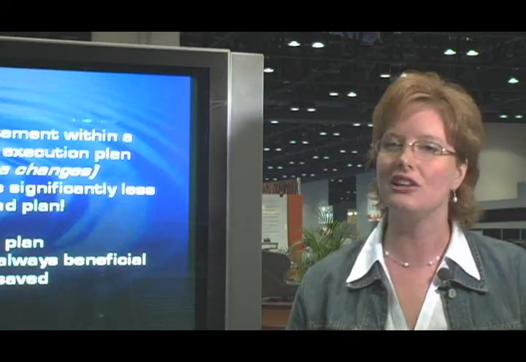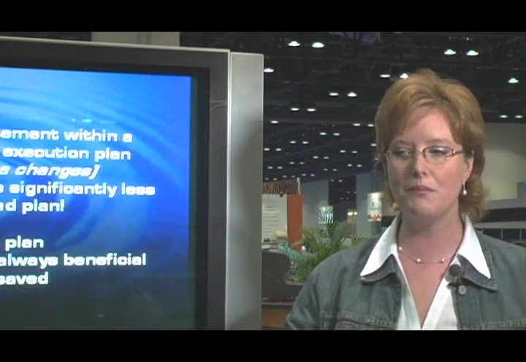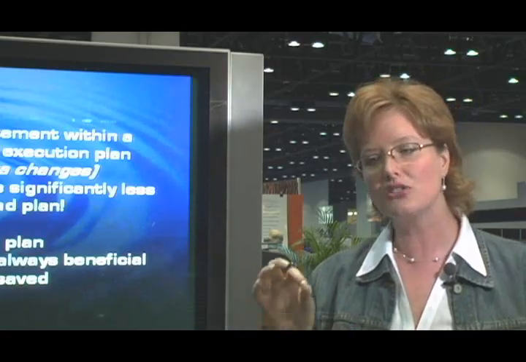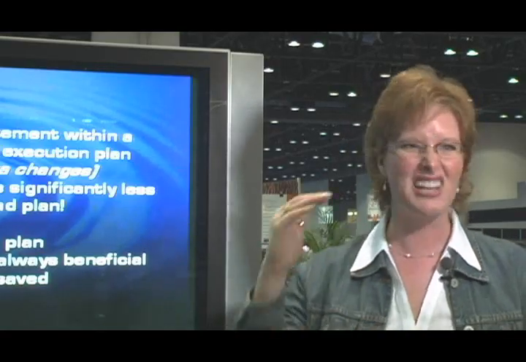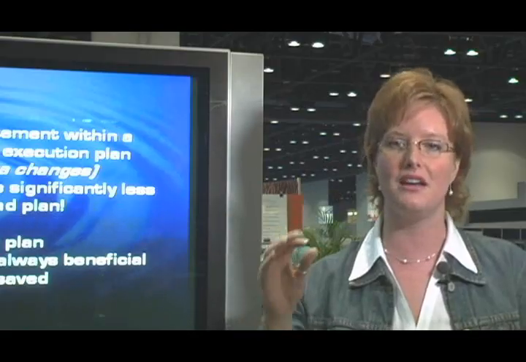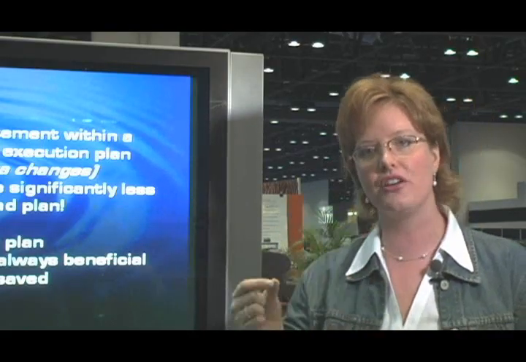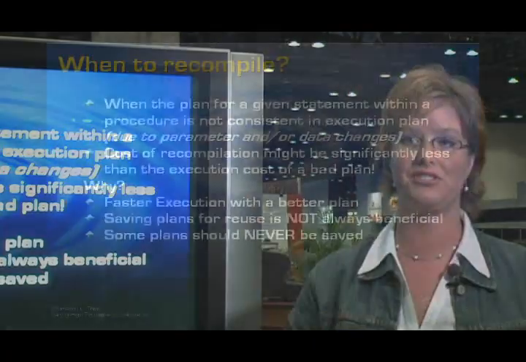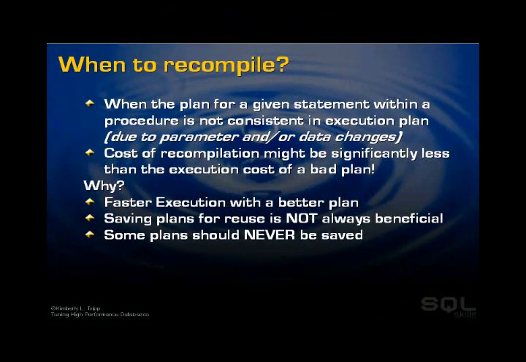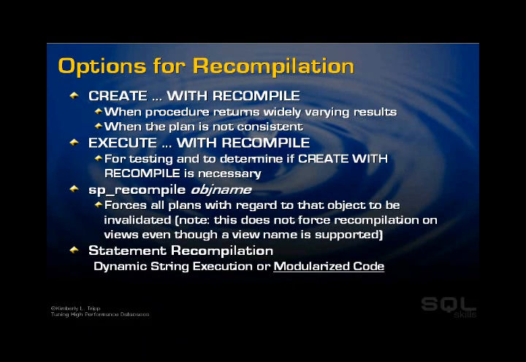Now, I'm not going to tell you to do this for every single stored procedure, but it's kind of an 80-20 rule. Look at 20% of your problem, the top 20 worst performing stored procedures, and then if you optimize those, it is very likely to, in many cases, solve 80% of your problem. So, faster execution with a better plan can often yield much better results. Some plans, in fact, should never be saved.